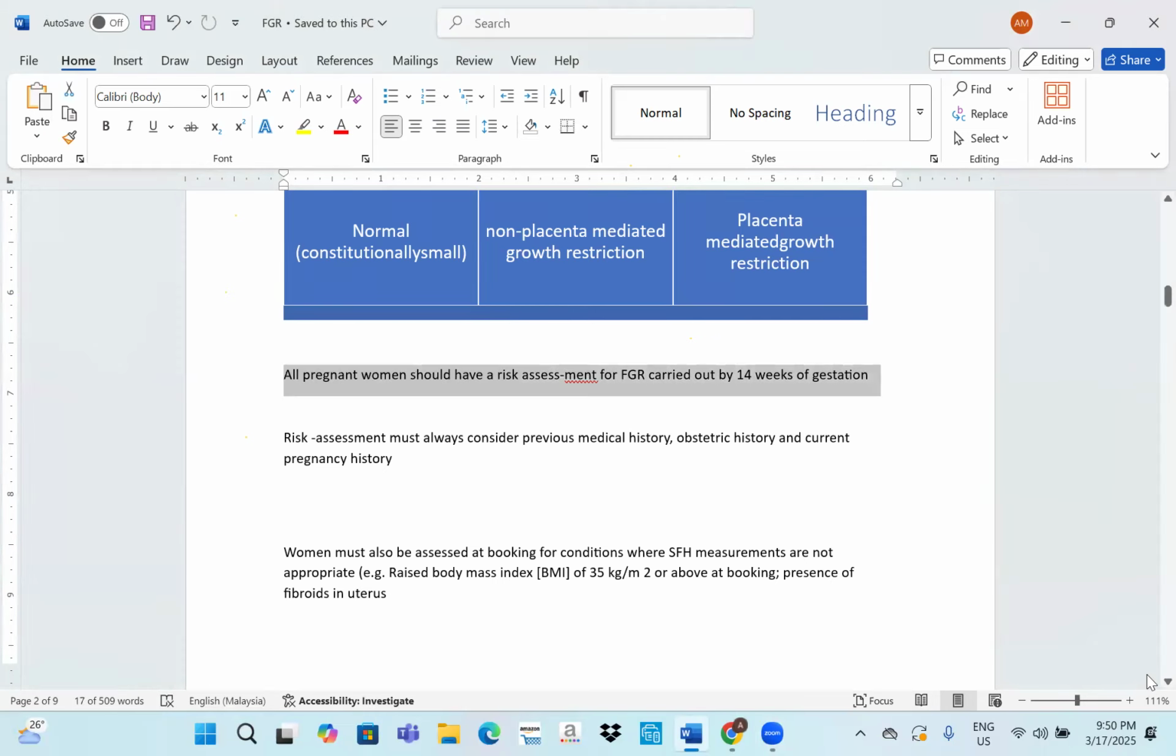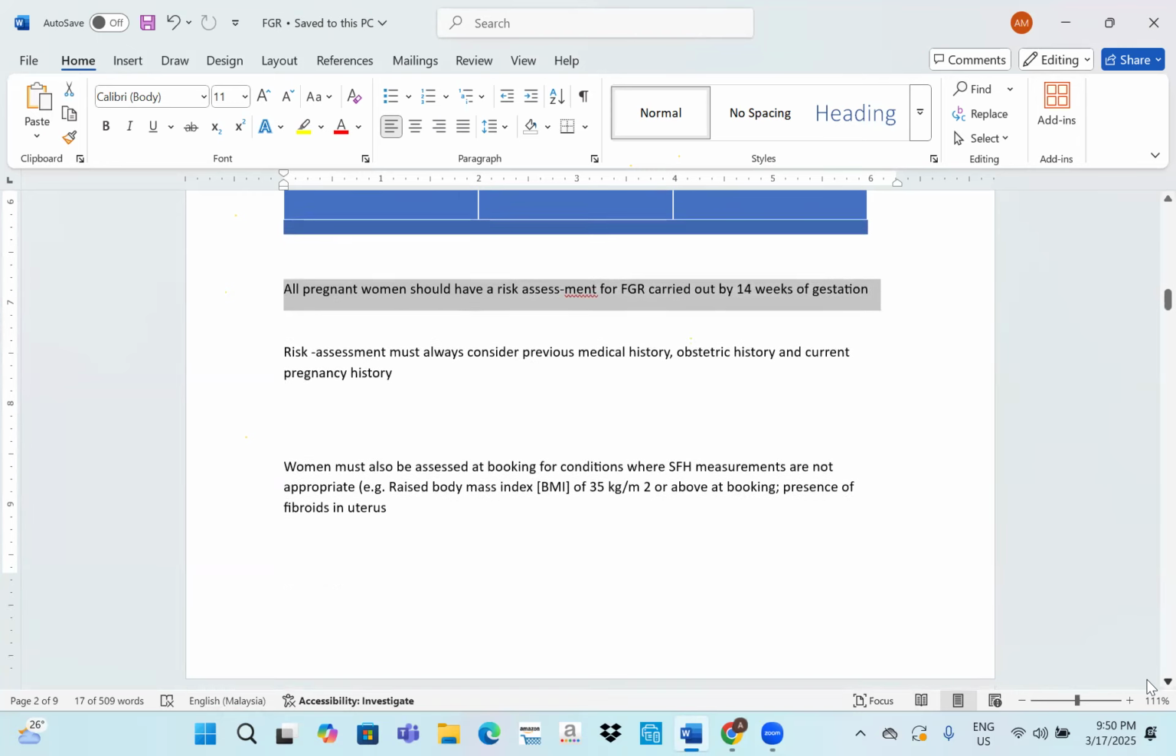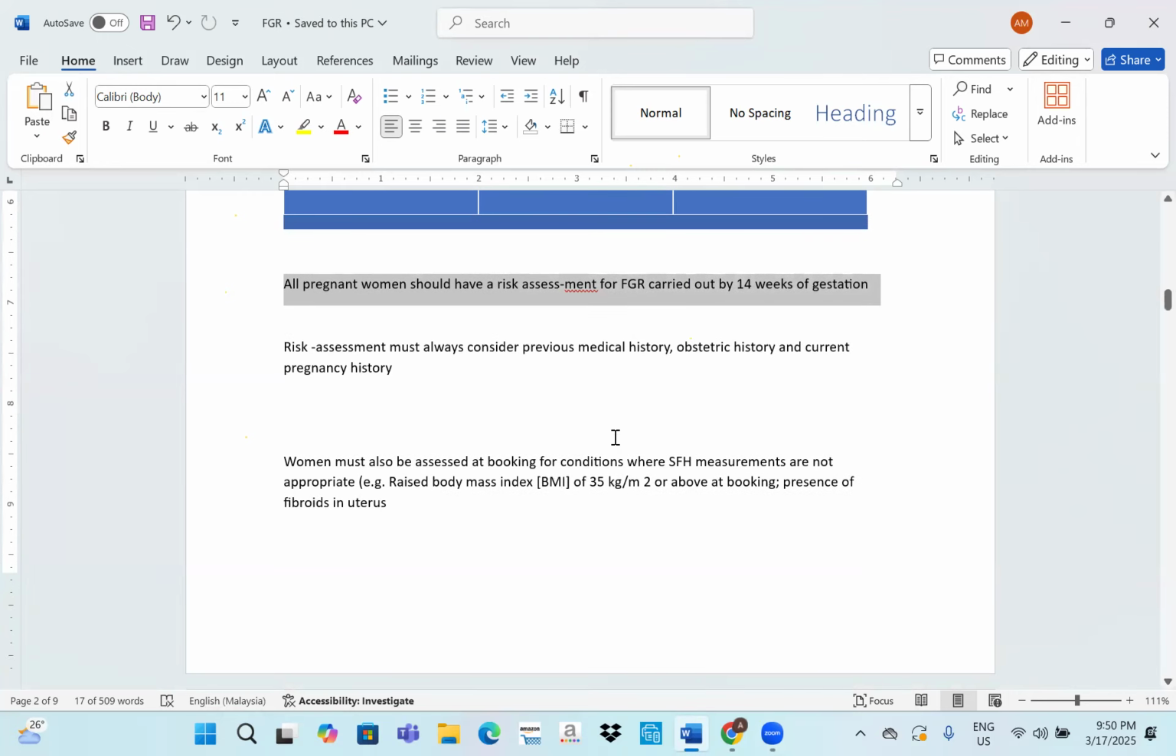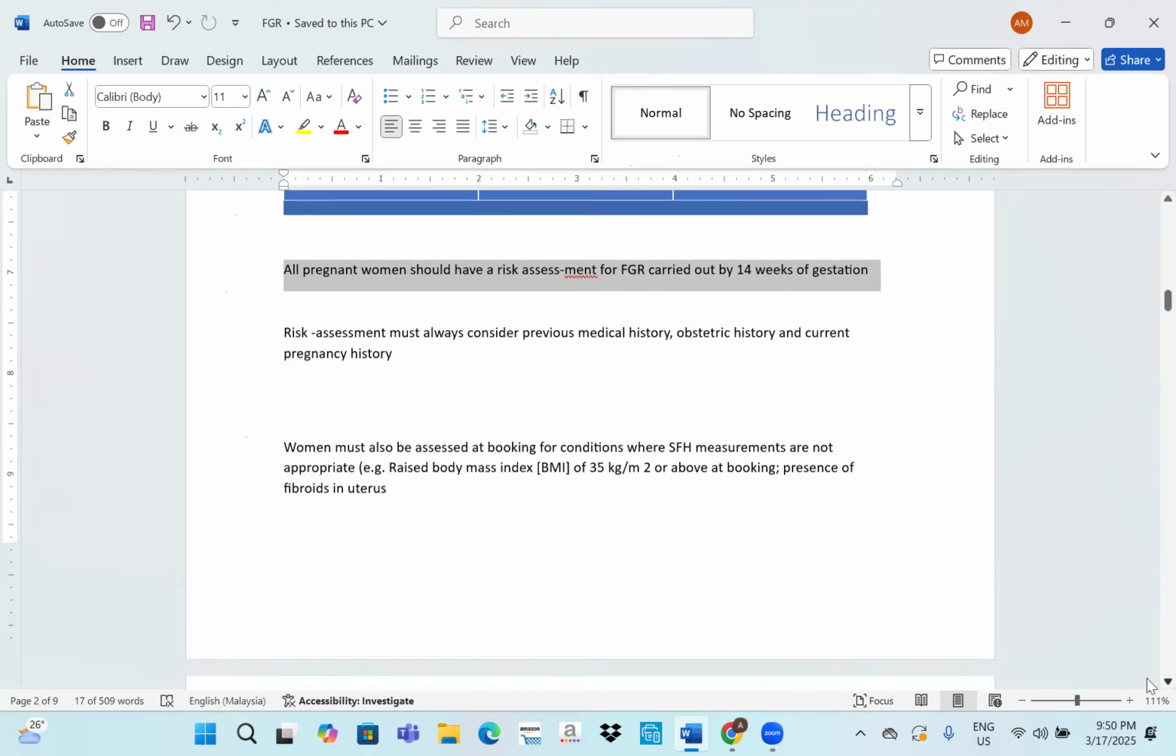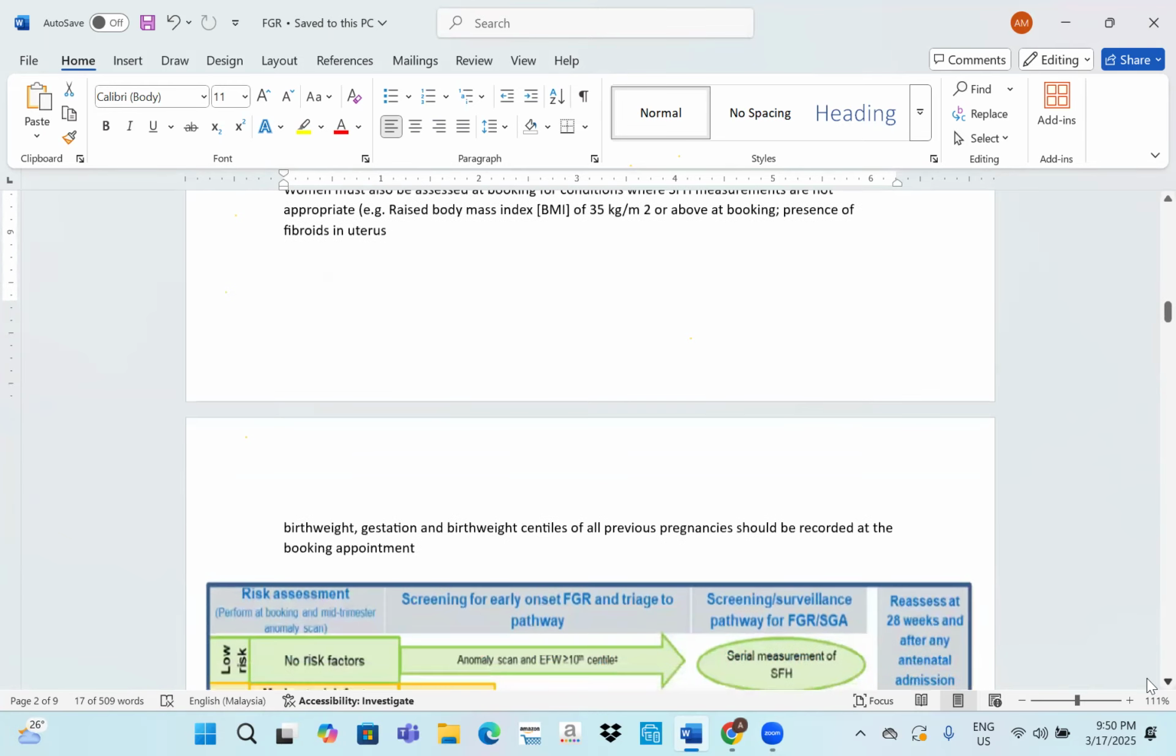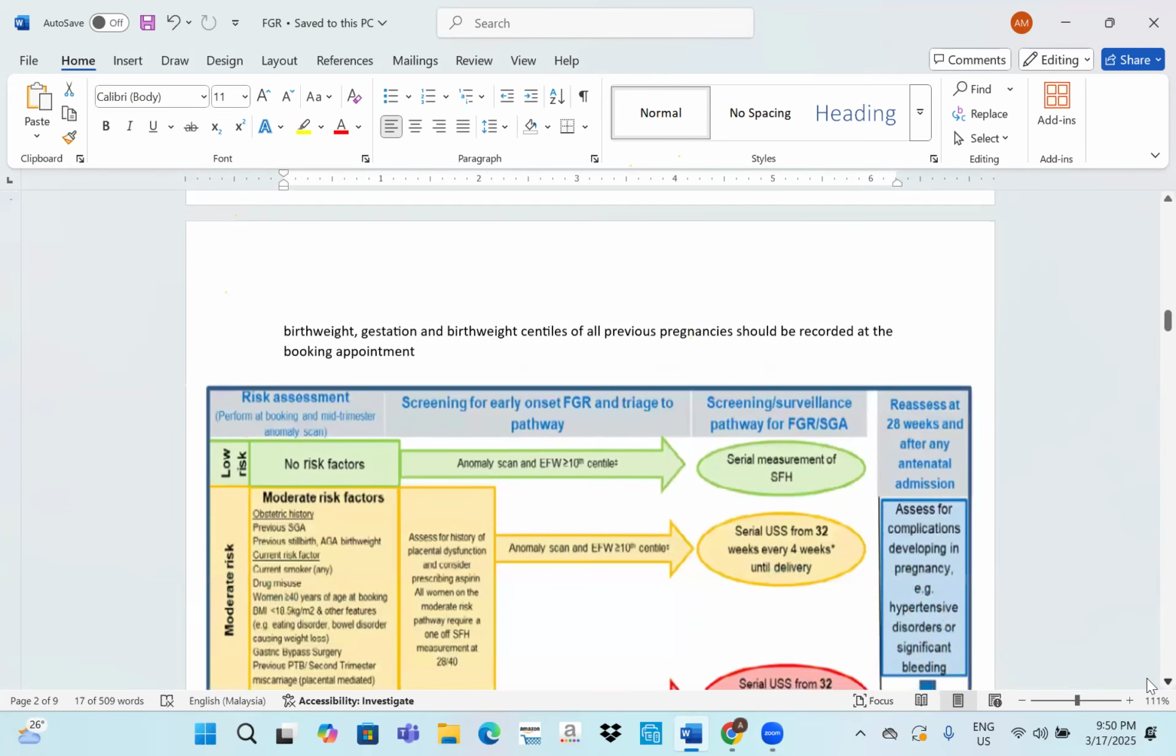Clear up till now? Okay, so this is not just the history of BMI, but you also have to ask about fibroids in the uterus. This is also a part of your history. The other history is the mode of delivery. Previous obstetrical history in relation to FGR is important. You should ask about the birth weight, the gestation, or birth weight centiles.